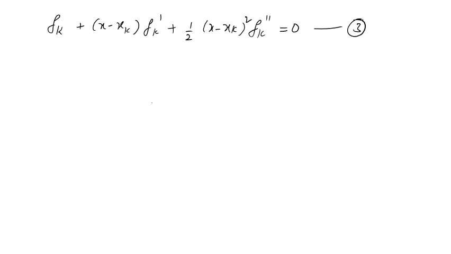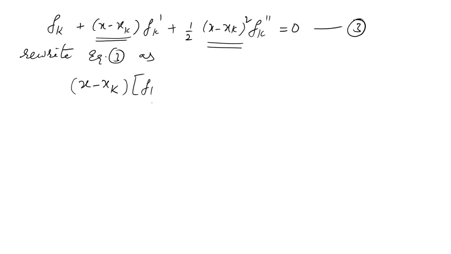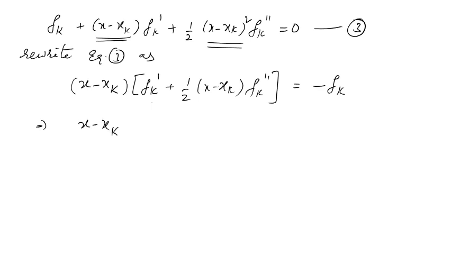Now what is the change? Rewrite equation 3. From these two expressions, what is the common? x minus xk, take common. What is the remaining part? Fk dash plus 1 by 2 x minus xk fk double dash equal to minus fk. Then the value of x minus xk is negative fk by fk dash plus 1 by 2 x minus xk fk double dash.